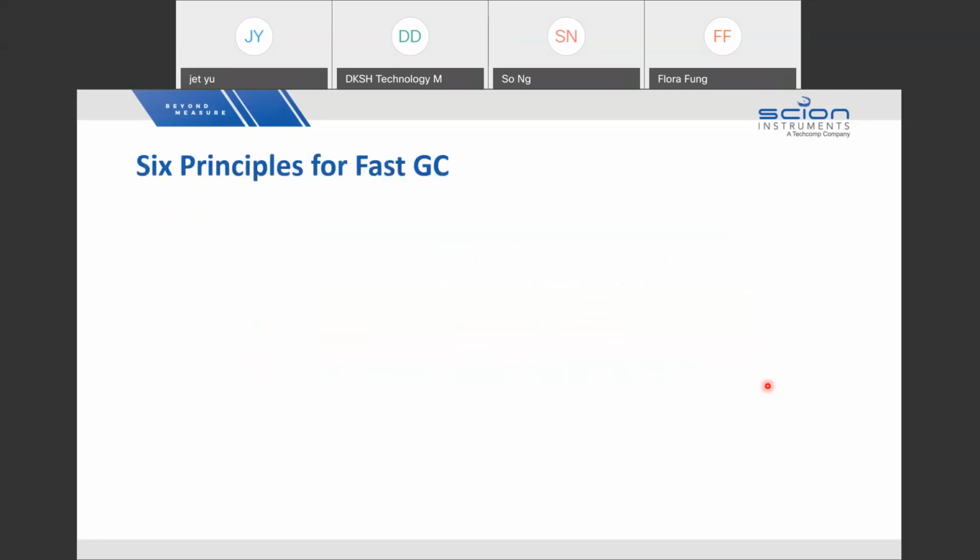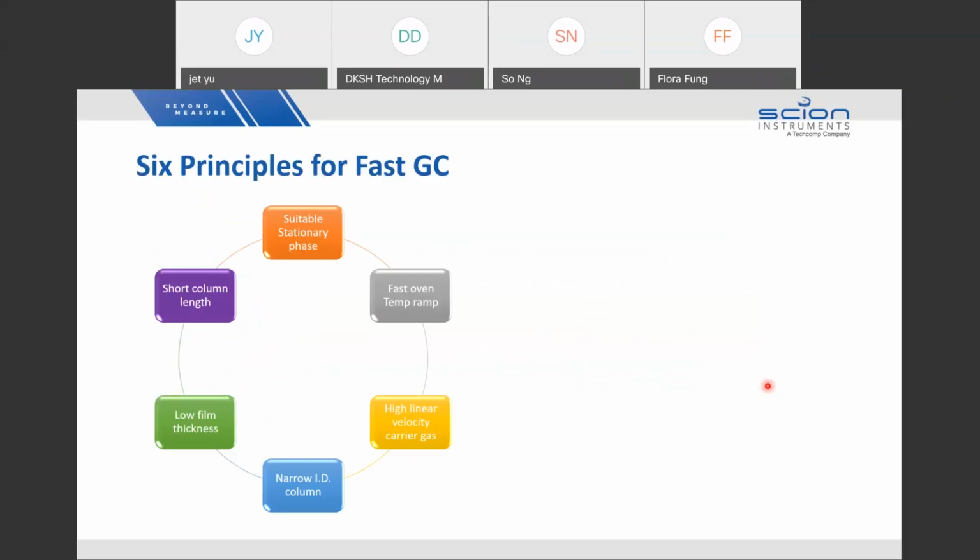Basically, there are a couple of principles for fast GC analysis, 6 in total. First of all, you need a suitable stationary phase, which is the coating inside the column, so this is more related to selection. Also the column oven for the GC, and the carrier gas, which is as important as the column itself in terms of the length, ID, and film thickness. So 6 principles in total.